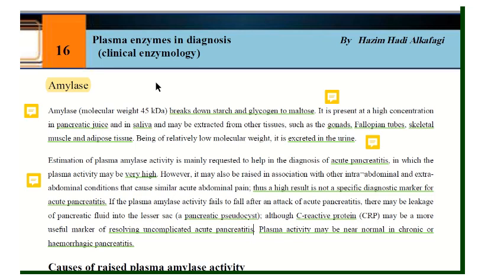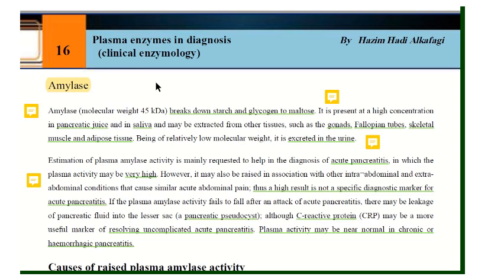It's present at a high concentration in pancreatic juice and in saliva, and may be excreted or extracted from other tissues such as the gonads, fallopian tubes, skeletal muscles, and adipose tissues. إذن الأميليز موجود في تراكيز عالية في مكانين أكثر شيء: البنكرياتيك جوس، عصارة البنكرياس، والسلايفا. وربما أيضا ممكن أن يستخلص extracted from other tissues مثل إيش؟ such as the gonads, fallopian tubes, skeletal muscle، والadipose tissue.